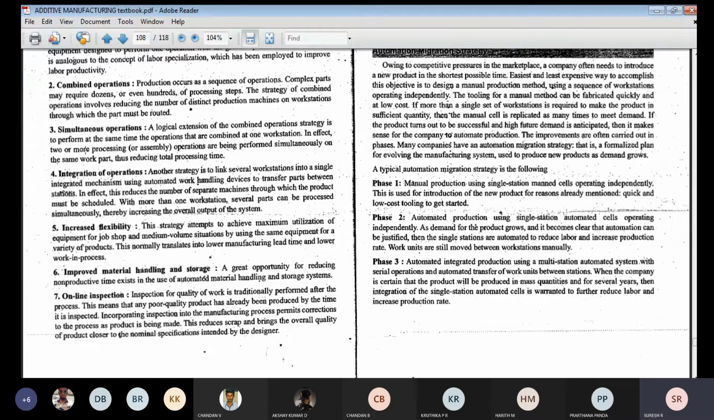Next, improved material handling and storage. We have to improve the material handling, and the storage of the parts should be done well. Next, online inspection. Inspection of the quality of work is performed for all the processes. Online inspection is recommended so that a larger number of parts can be inspected over a period of time.